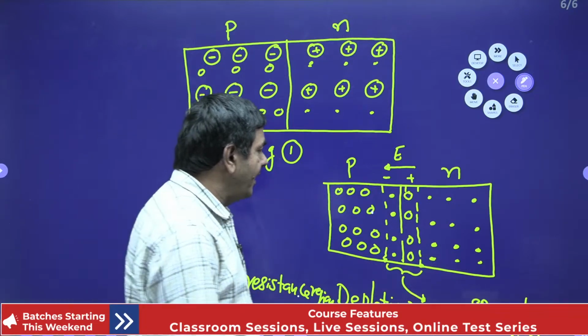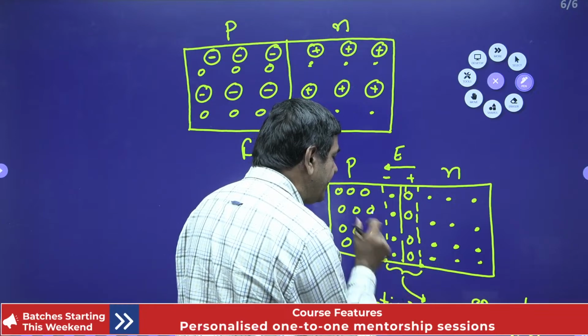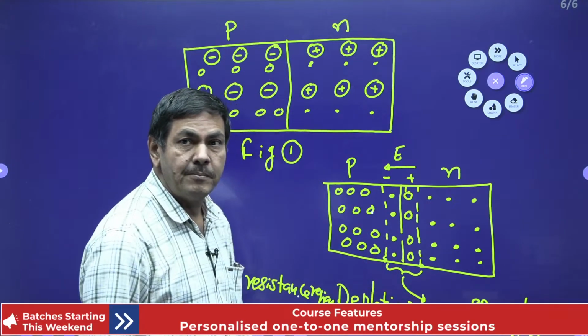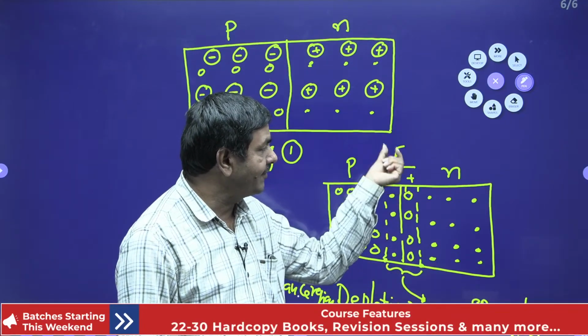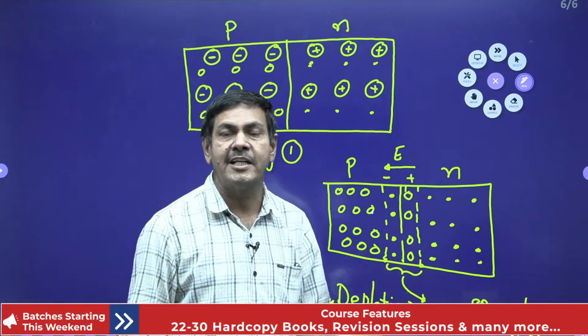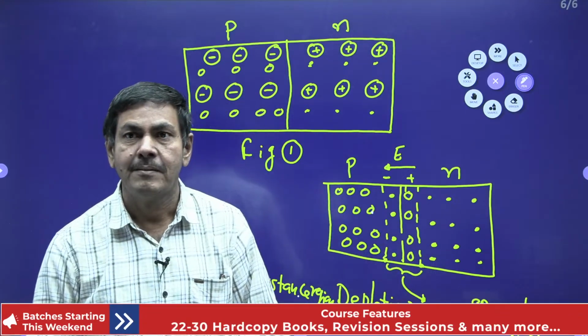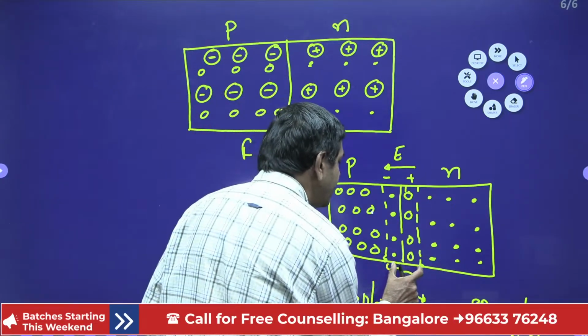Because the depletion layer is formed in between these two points, it is going to develop a built-in potential also. A voltage is also developing in between these two points because of the increase of the electric field intensity. That voltage we are going to call the built-in potential.